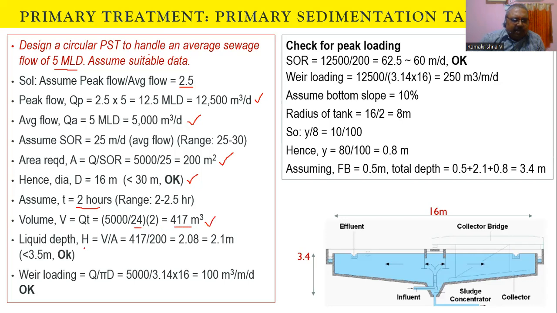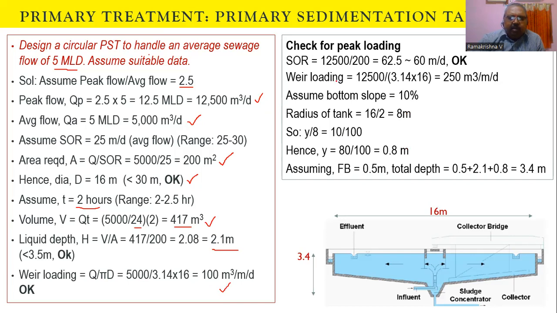So area we know, volume we know, and hence liquid depth we can calculate. H is equal to V by A, which is equal to 417 by 200, which is equal to 2.08 or 2.1 meters, which is less than the maximum value of 3.5 meters. Weir loading is the total wastewater flowing along the circumference, that is pi d. So discharge per circumference, 5,000 divided by pi into d, is around 100 meter cube per meter per day. For average flows, it should not exceed 100 meter cube per meter per day. So it is also satisfied.